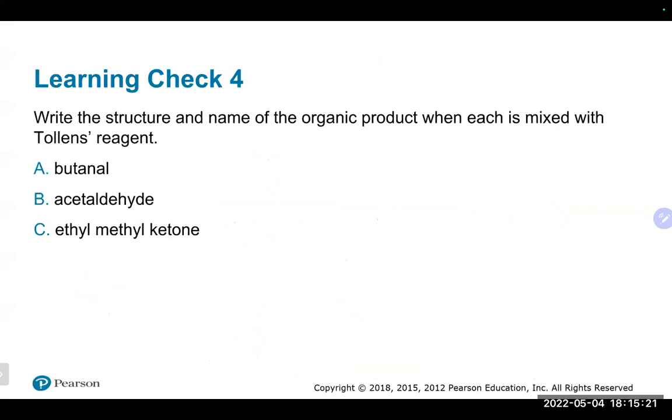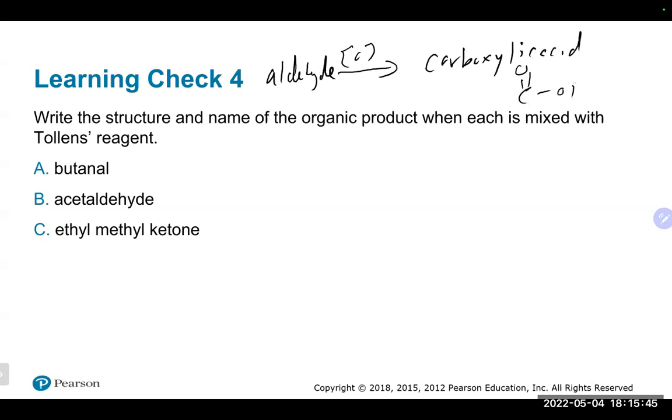Right, the structure and name of the organic that you get when you mix with a Tollens reagent. We're not going to do that, but let's talk about Tollens reagent. It is the one that we use to identify an aldehyde, because it has the ability to go through that last oxidation step to the carboxylic acid, making that insertion of the oxygen into your aldehyde group.